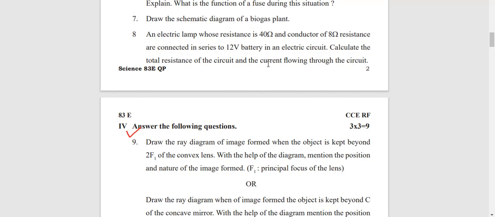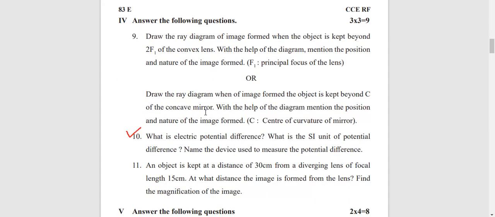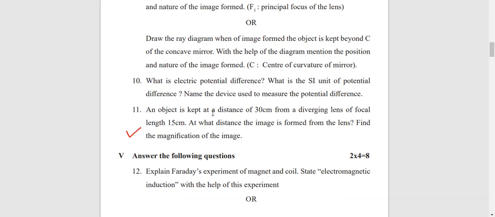Next, come to the questions carrying 3 marks. In this, 3 questions are there. So in the first question, in question number 9, 2 options are given. So out of these 2 options, only one question you have to do, and both the questions are from the light chapter, related to ray diagram.